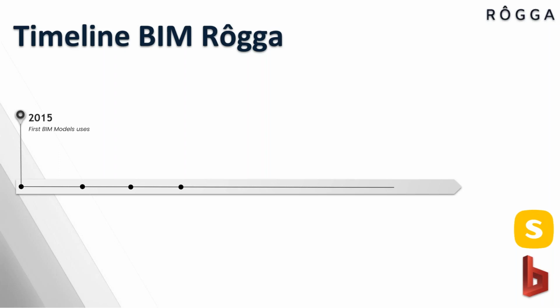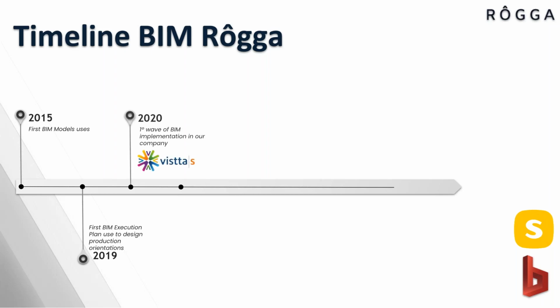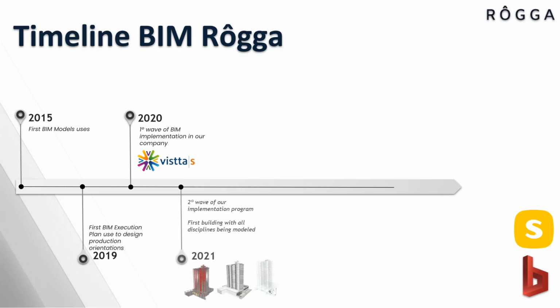So in the past, in 2015, we had our first uses, our first BIM models used in our design process. Four years later, we had the first BIM execution plan to have some orientations about the modeling process. In 2020, we started our first wave of BIM implementation program, the Virtual BIM, with our consultancy partners, Vista S from Brazil.